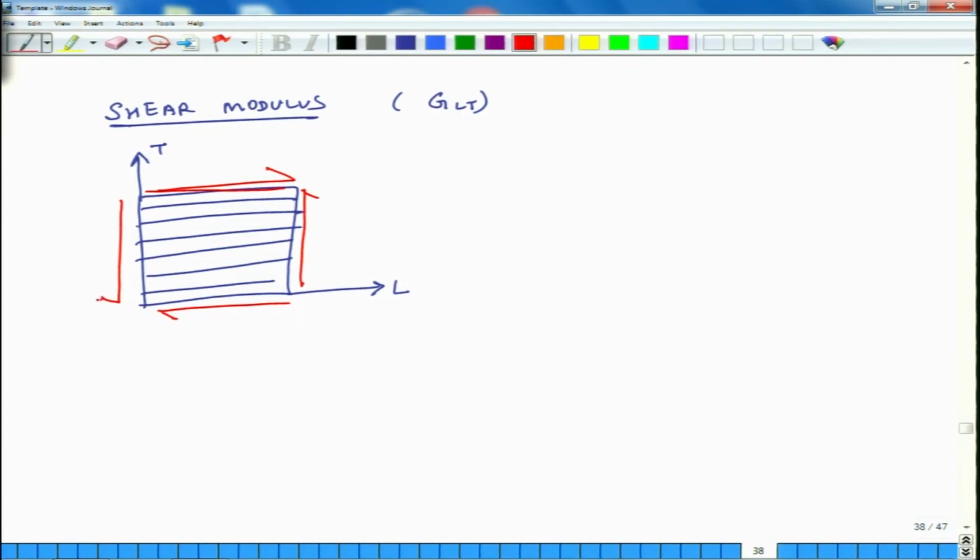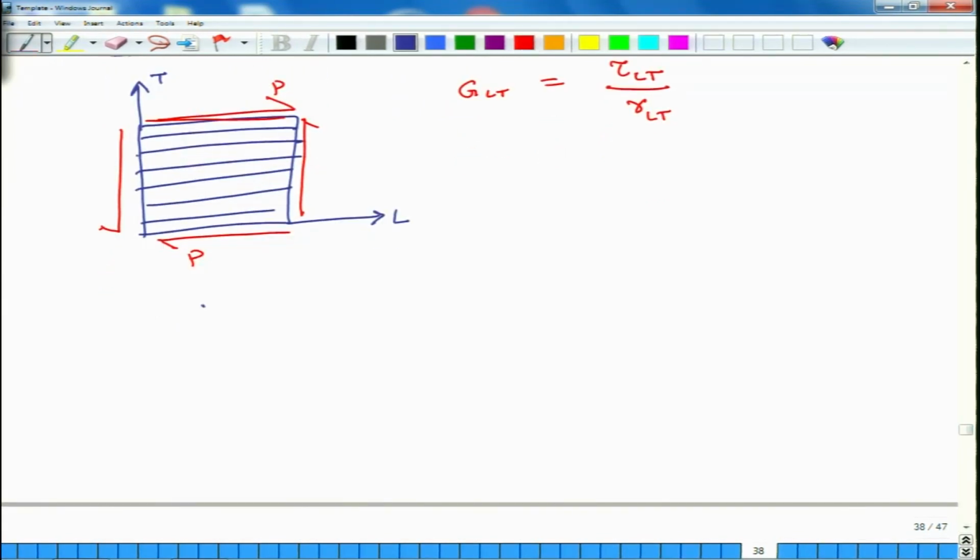and because I am applying shear force in the LT plane, the thing will experience a shear strain. Then GLT is the ratio of shear stress tau LT. Let us say this force is P, then if I divide P by the cross sectional area, that will give me shear stress, and if I measure the shear strain gamma LT, then their ratio will be GLT. This is the physical meaning of GLT.